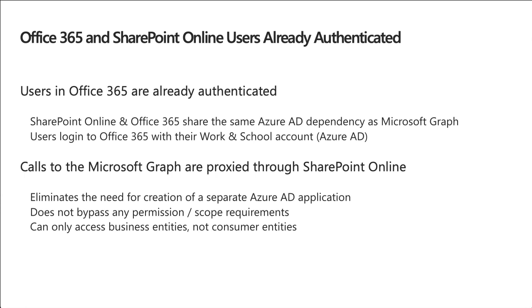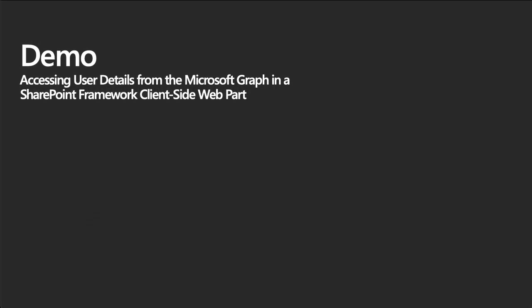So what does this mean then? Well, for calls to the Microsoft Graph that are proxied through SharePoint Online, I don't need to create a separate Azure AD application. But it also means that I'm only going to be able to leverage business entities in my calls. I can't deal with consumer stuff because I'm logged in as a SharePoint Online and Azure Active Directory user. It also doesn't bypass any permissions or scope requirements. I'm still going to have to grant SharePoint Online specific scopes to the Microsoft Graph. So let's see a demo on how this works.